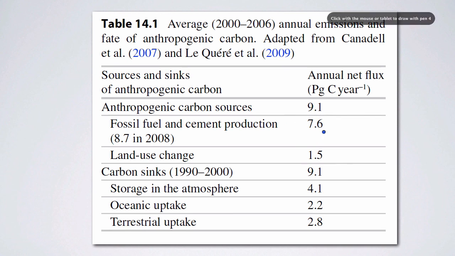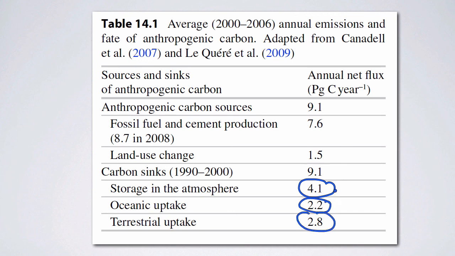Carbon sinks, we need to have a balance, and when we take a look at the repository of this carbon that's being put into the atmosphere, it has to balance with sinks. Storage in the atmosphere, 4.1 petagrams, oceanic uptake 2.2, terrestrial uptake 2.8. So actually, somewhere on the order of half of the carbon that we're emitting into the atmosphere from fossil fuel production and land use change is being stored in that atmosphere, and it's accumulating. When we look at our CO2 concentrations, that's why we see our CO2 concentrations going up. Oceanic uptake and terrestrial uptake is the other half, roughly.